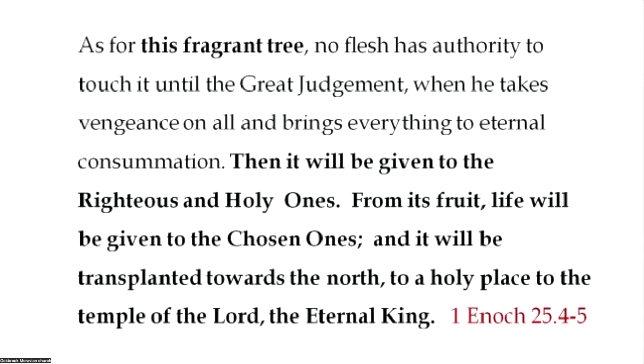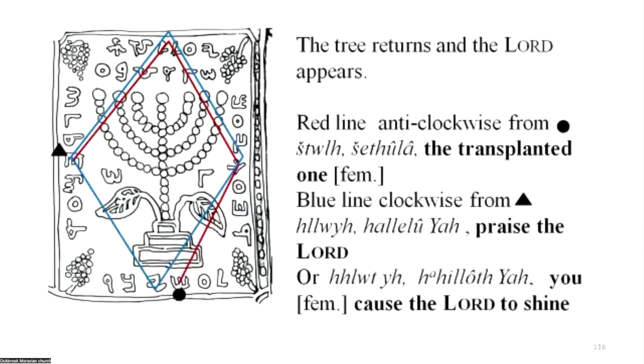Then it will be given to the righteous and holy ones, and from its fruit life will be given to the chosen ones, and it will be transplanted towards the north. Now, that is a contested translation, but I'm very happy with it. Transplanted towards the north to a holy place, to the temple of the Lord, the eternal King. So wherever this tree has gone, in order to return it to the temple, you have to move it north. In other words, the tree has gone south.